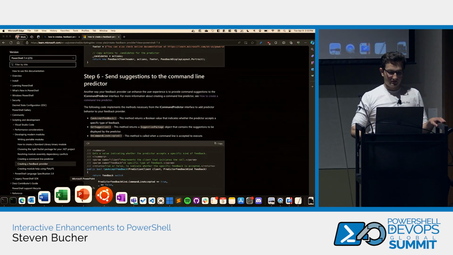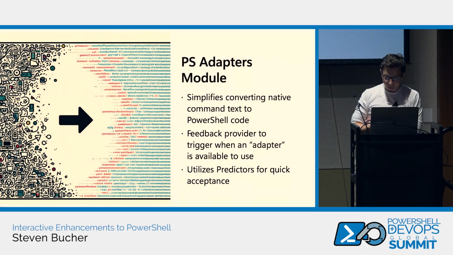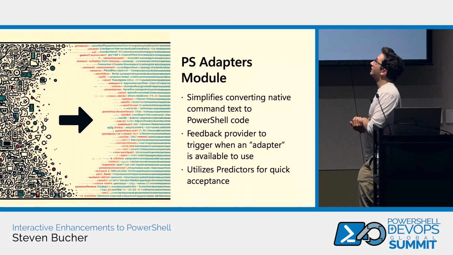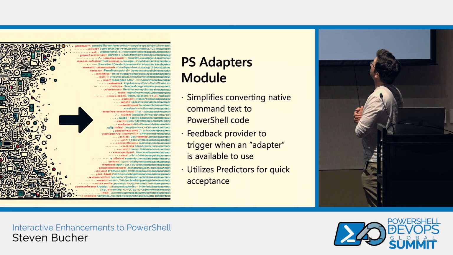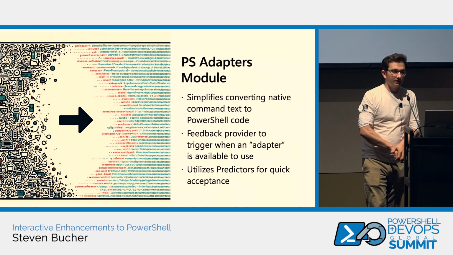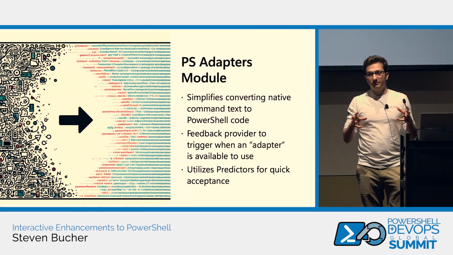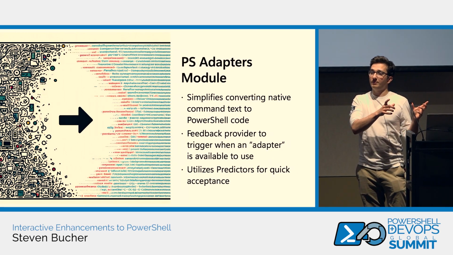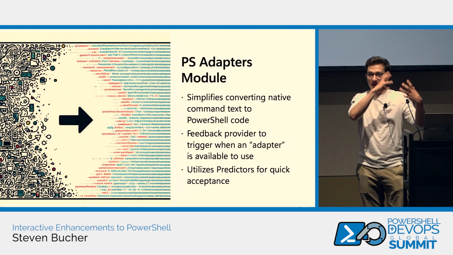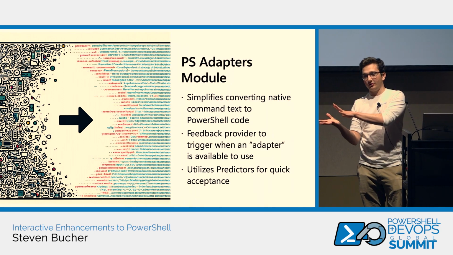But okay, let's talk about one more feedback provider. We've created something called the PowerShell adapters module. And this is a module solely meant to help adapt native command output, which is just text that you can't filter, you can't work with like an object, into a PowerShell object.